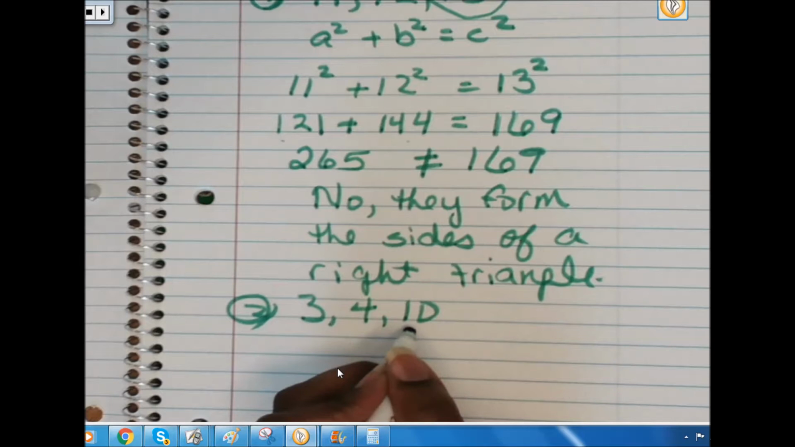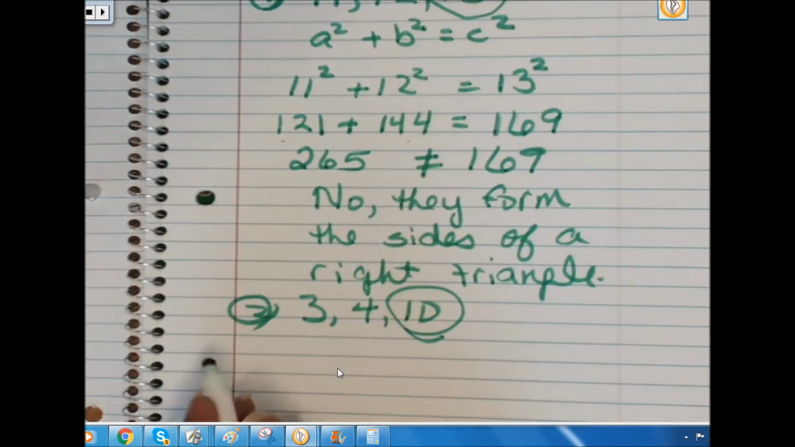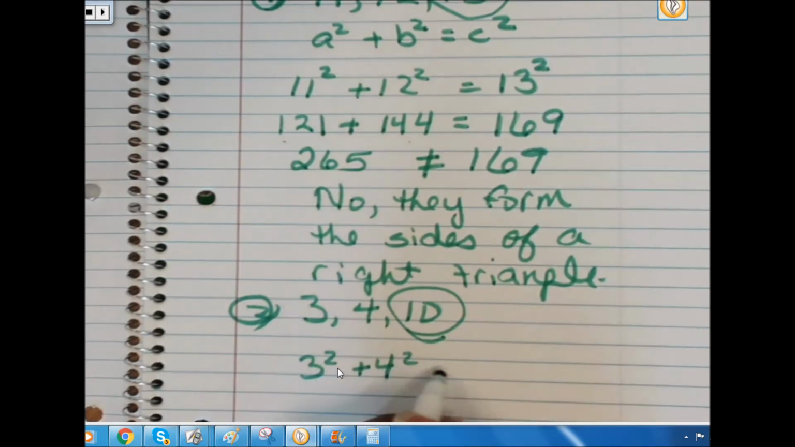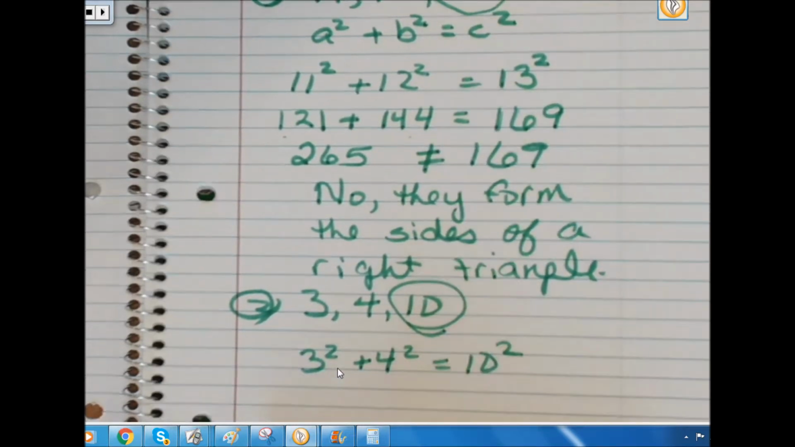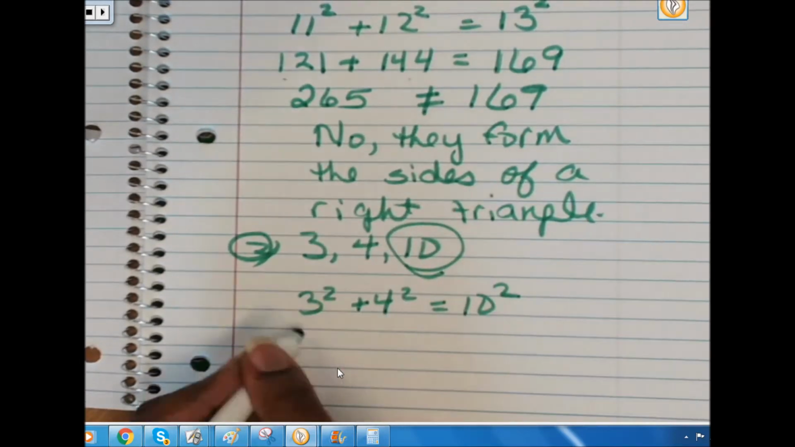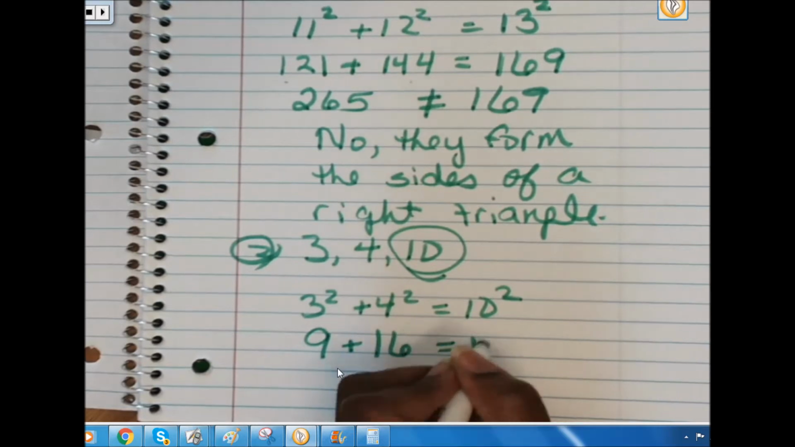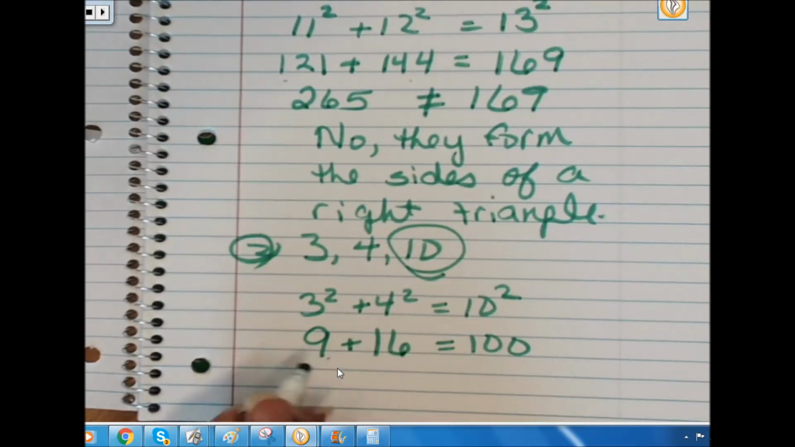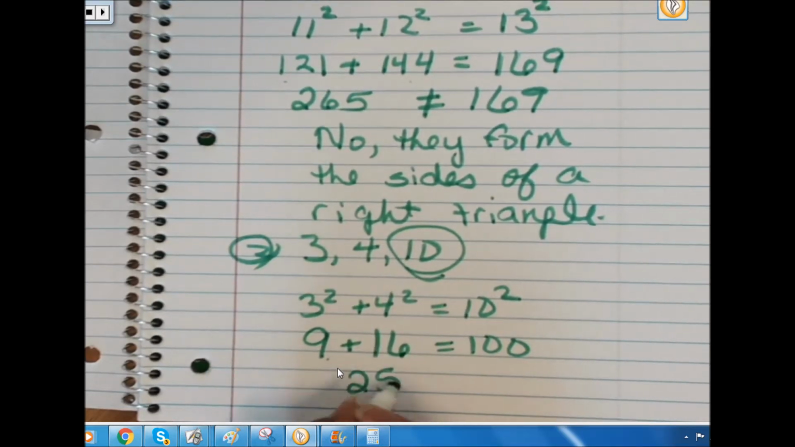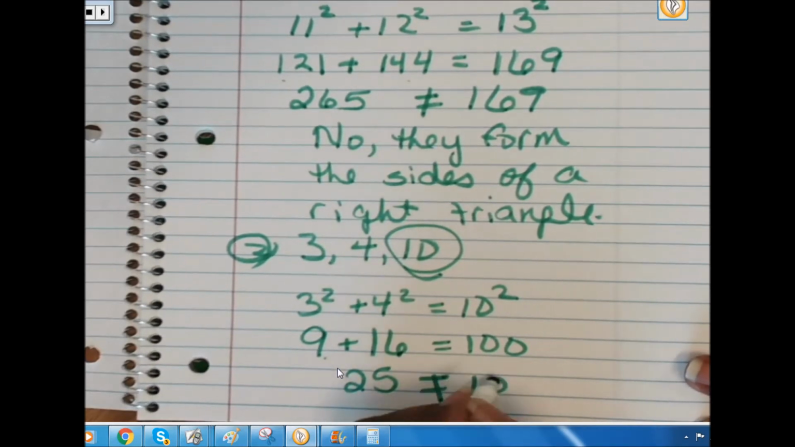So, the longest side, c, is the hypotenuse. We need to see if 3 squared plus 4 squared equals 10 squared. 3 squared is 9, 4 squared is 16, 10 squared is 100. 9 plus 16 is 25, and 25 does not equal 100. Therefore, no, they do not form the sides of a right triangle.